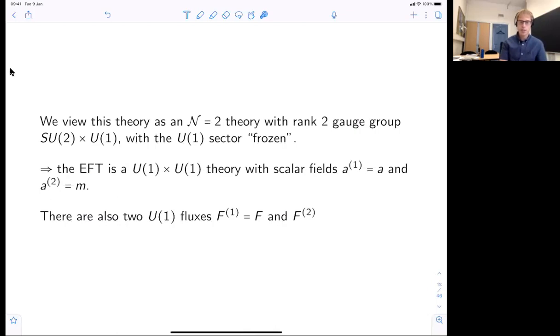So we view the mass as a scalar field of a U1 multiplet, but it is frozen. It's not dynamical, but it will be quite useful for what follows. So since we think of M as a scalar field of a vector multiplet, then there is also a field strength in that vector multiplet. That's the F2. Okay, so F1 is the field strength of the vector multiplet of A1, which we abbreviate to F. But then there's also a second flux, F2, which will be important as we go on.